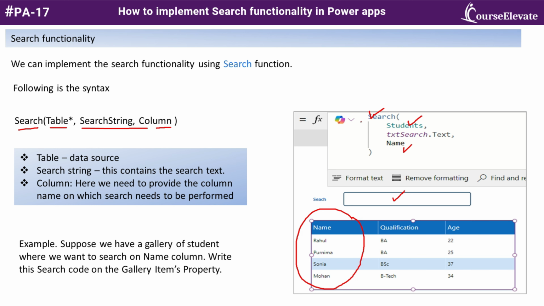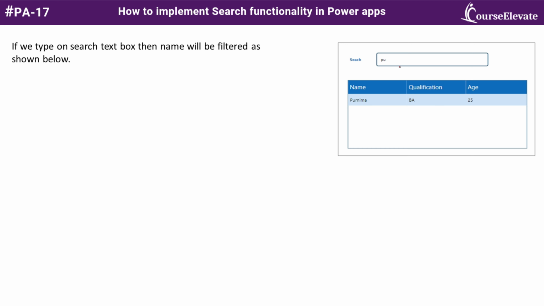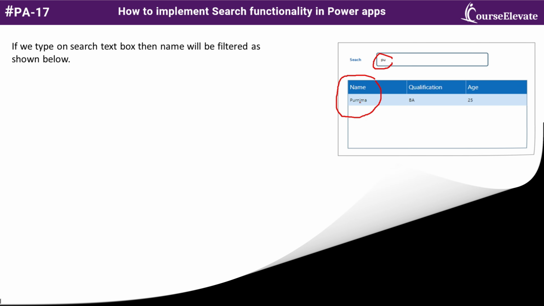Also, you need to write this search code in the gallery's Items property, because when you type a search keyword here, your gallery will be filtered based on the keyword you type in the search text box. For example, if you type PU, your gallery will be filtered with the name Purnima.